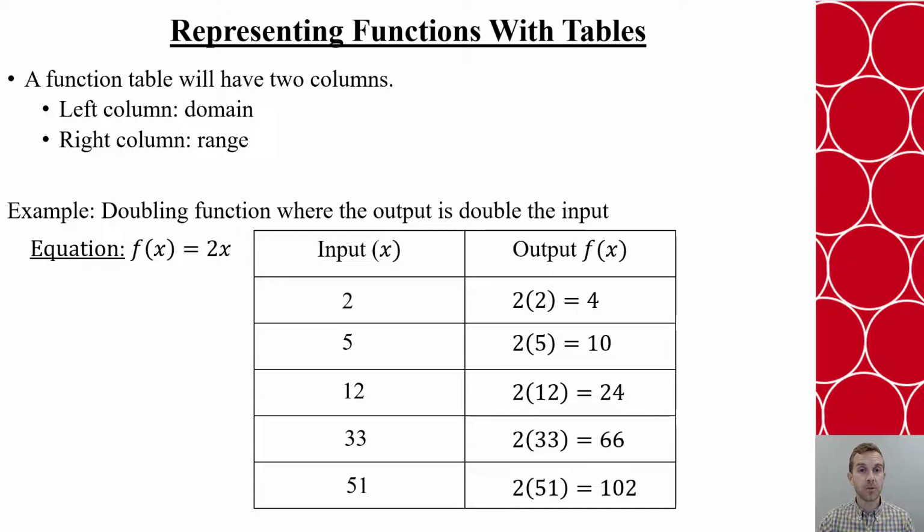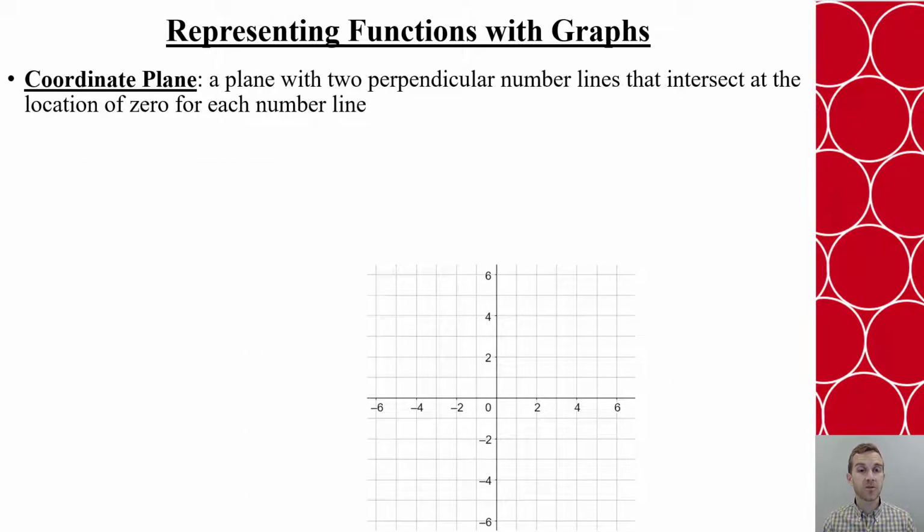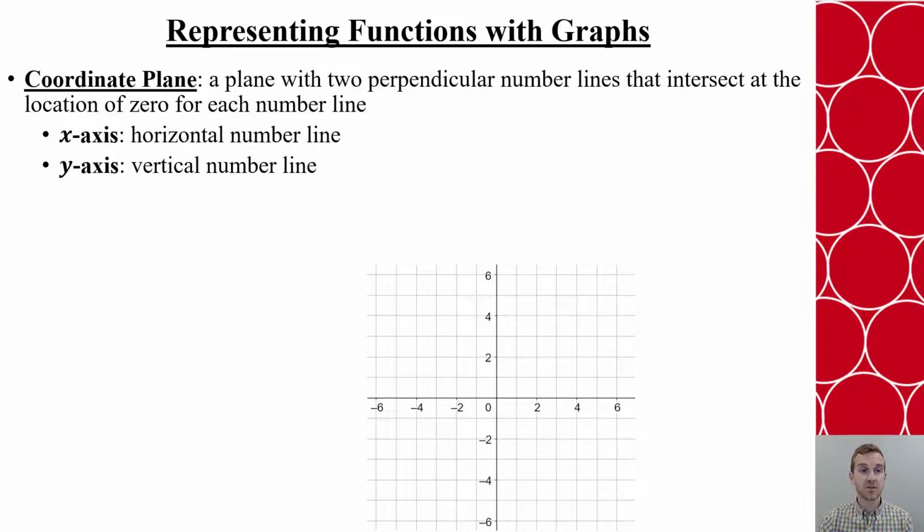Now, if we wanted to graph, we'd be working with the coordinate plane, which is a plane of two perpendicular number lines that intersect at the location of 0 on the number lines. Our x-axis will represent our horizontal number line, which is often where our domain is considered, and the y-axis is the vertical number line, which is where our range is considered.